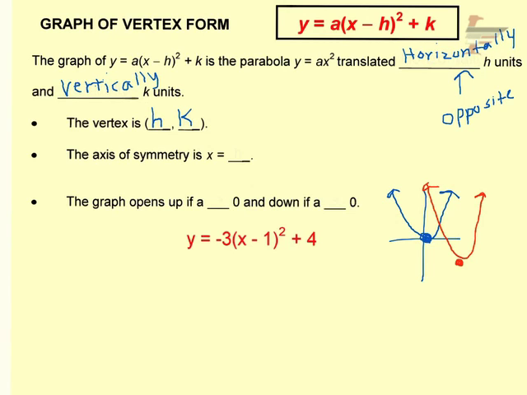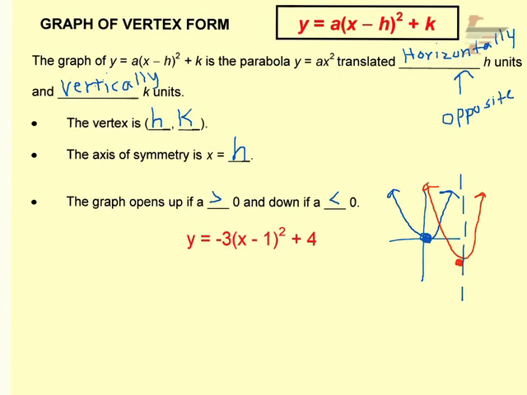So then your axis of symmetry, of course, will always go through the x coordinate of your vertex, so that's going to be x equals whatever h is. And then a does the same as it did in standard form, so that's good news. That will never change. So if your graph opens up, your a value is positive, and if your graph is opening down, your a value is negative.